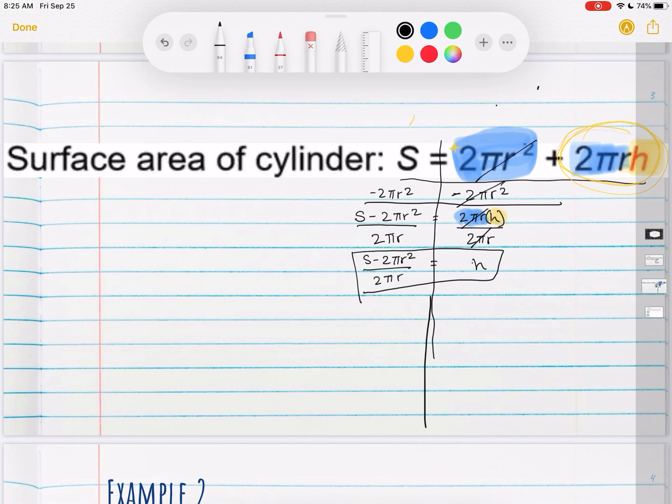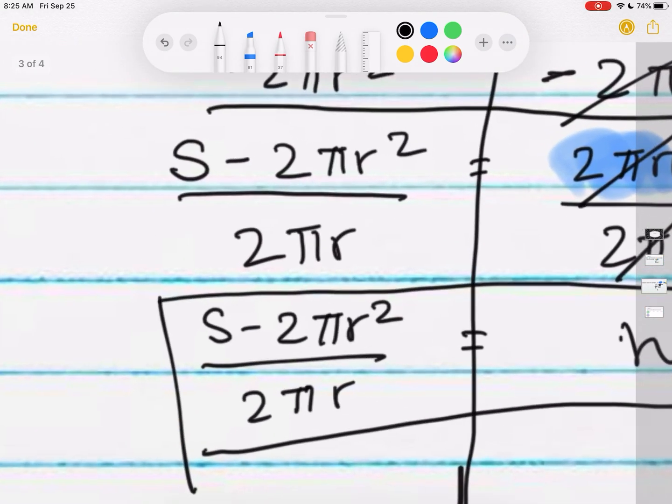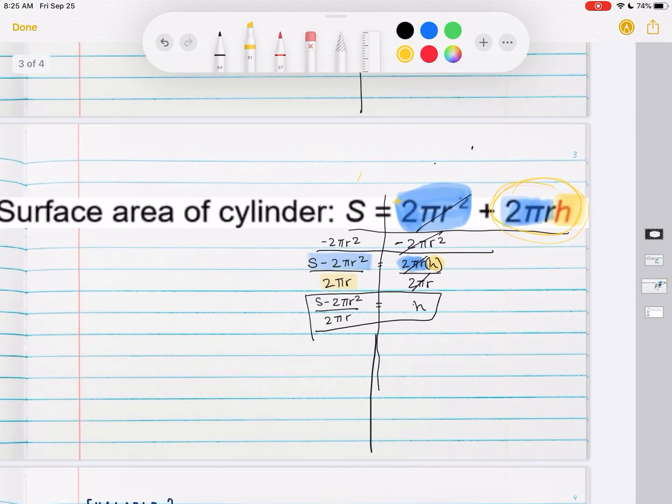And just remember, the biggest mistake I would see in this problem is in this step right here, S minus 2 pi r squared. Remember, you're dividing that whole entire S minus 2 pi r squared by 2 pi r. Not one of the terms, but both terms. You're dividing everything on the left side by 2 pi r. So just be careful with that when you solve equations.